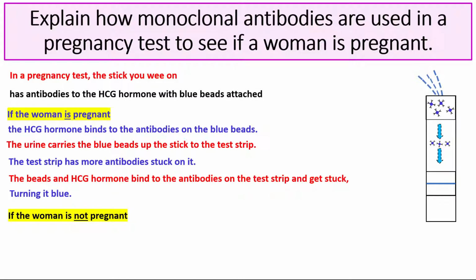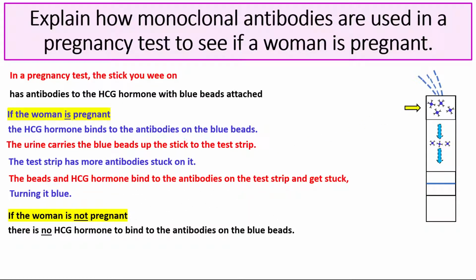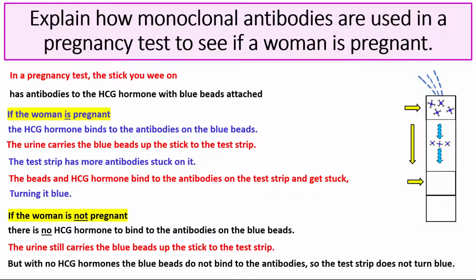If the woman is not pregnant, there is no hCG hormone to bind to the antibodies on the blue beads. The urine still carries the blue beads up the stick to the test strip, but with no hCG hormones, the blue beads do not bind to the antibodies, so the test strip does not turn blue.